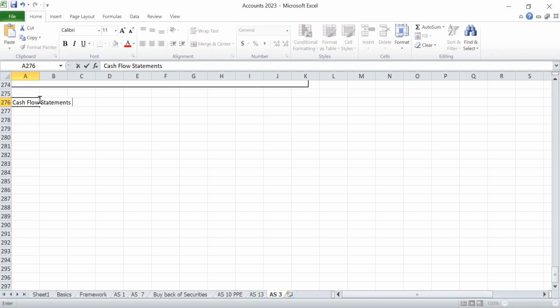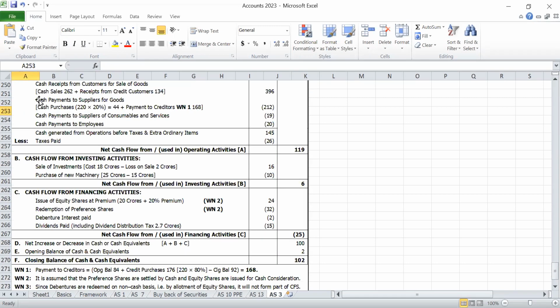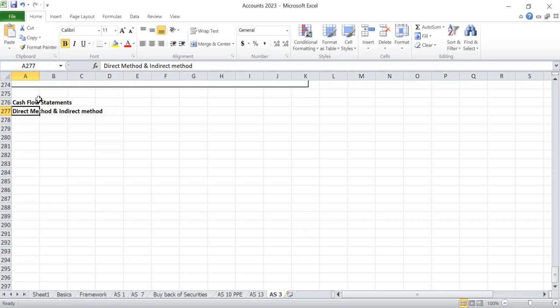Cash flow statements. There are two methods, direct method and indirect method. Till now, whatever we have seen is direct method. There are three types of activities, correct? Karthik ji, say the format of cash flow statement.